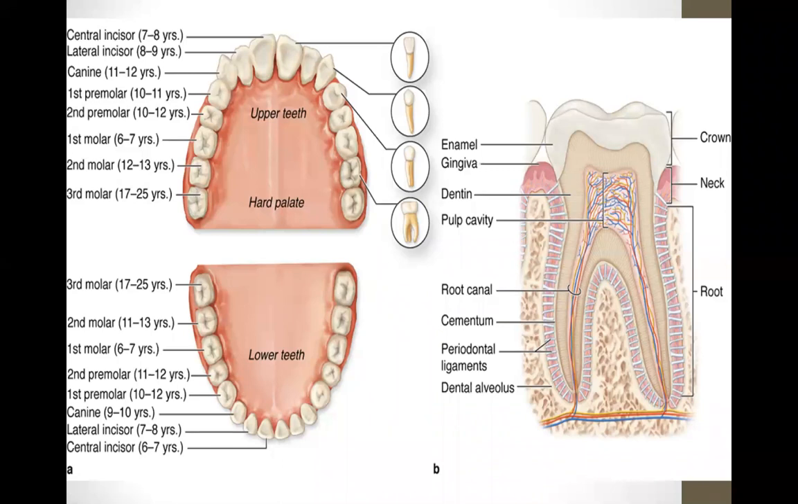usually kapag nagbe-braces ka, braces, this is just for orthodontics kapag may mga kailangan kang i-realign na ngipin. Usually, ang tinatanggal would be the third molar. Okay? Tinatanggal natin yung third molar na yan. Why? Kasi para mag-adjust itong nanditong ibibraces.